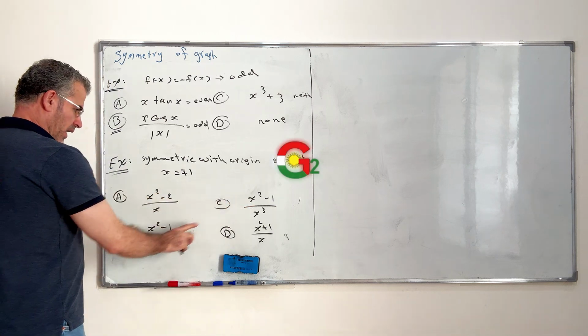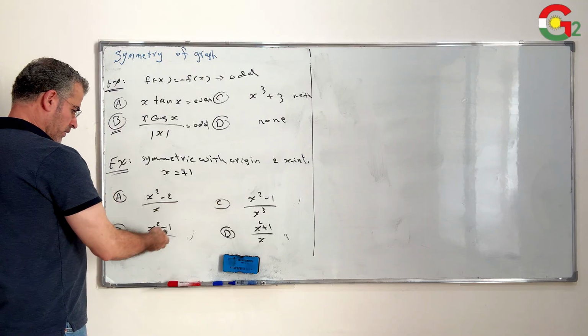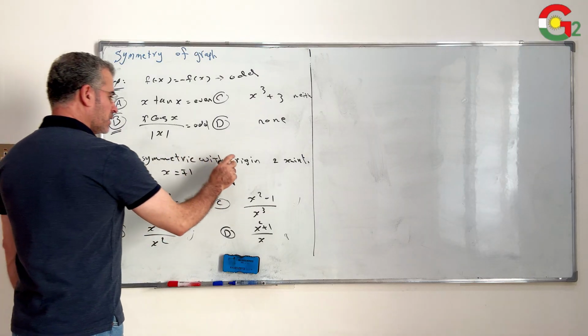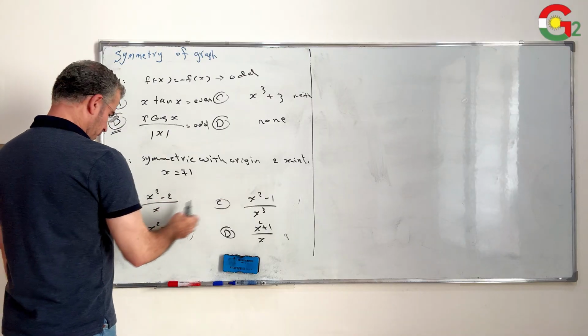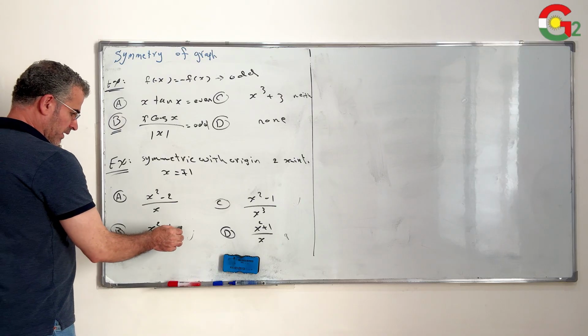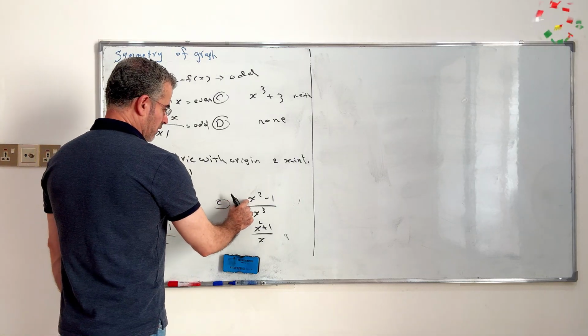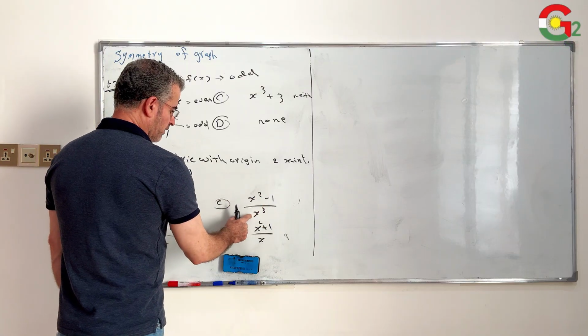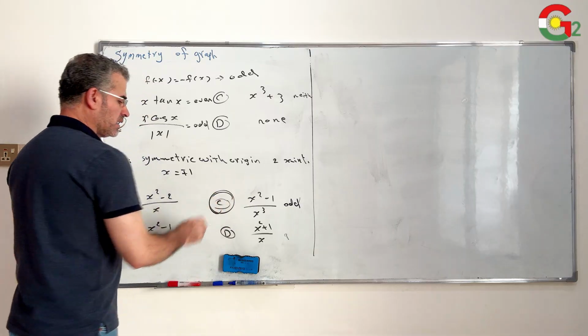Then I have choice B or choice C. Which of these two functions is symmetric with the origin, is odd? Let me see. Even minus even over even is even. Let me see here. Even minus even is even. Even over odd is odd. Then choice C is the right choice.